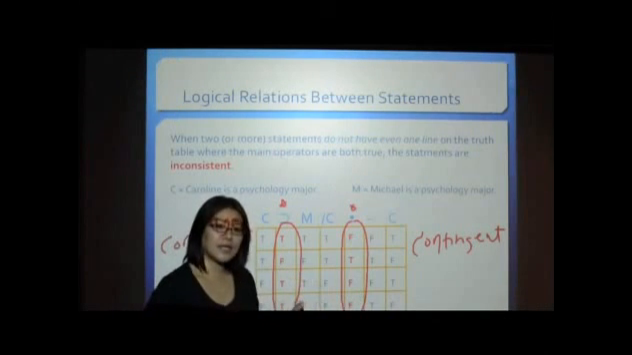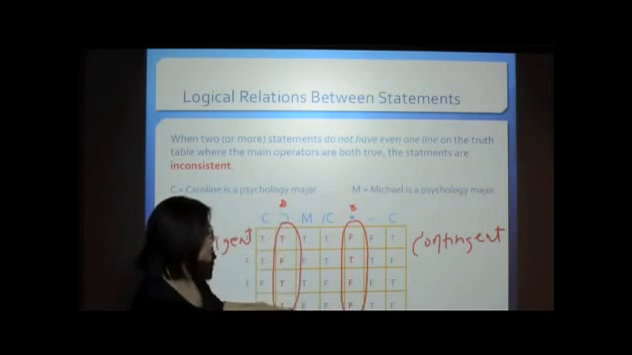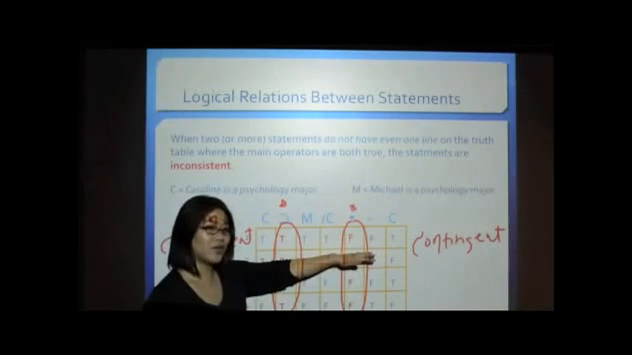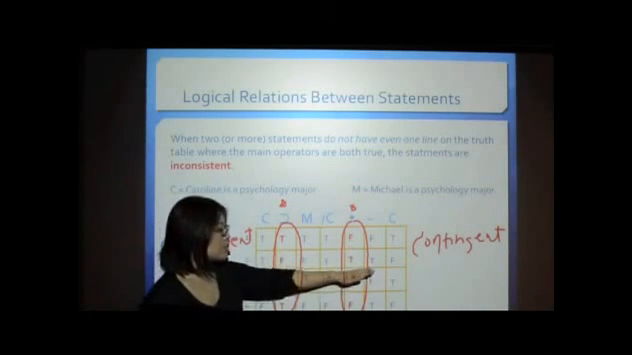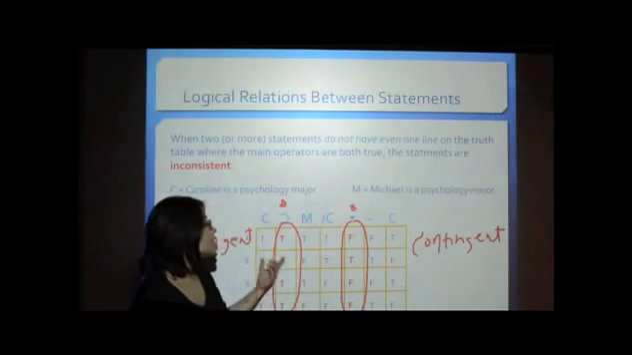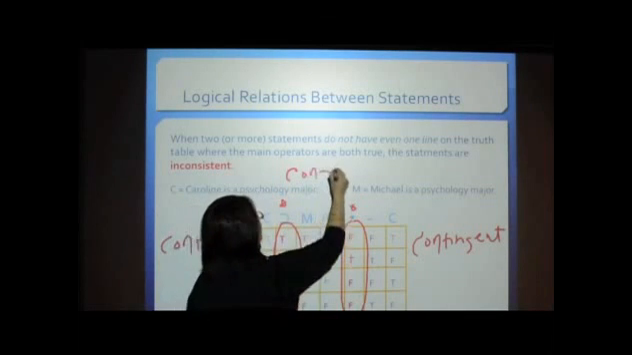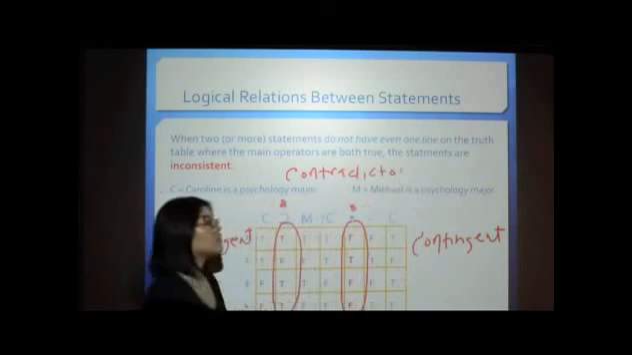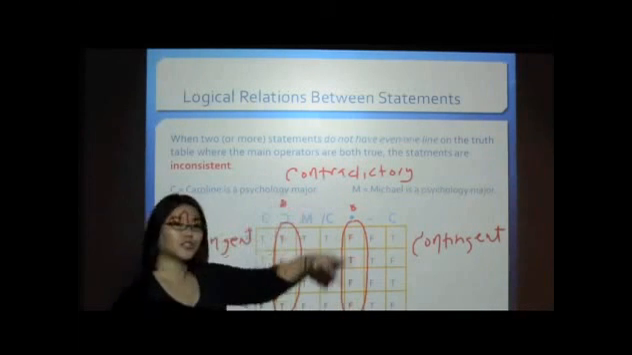Now we want to ask, is it the case that they are contradictory statements? Well, if you look here, where one has a certain truth value, the other one has the opposite truth value. Here it's true, here it's false, here is false, here is true, here is true, here is false, and here is true, and here is false. So these two statements are in fact contradictory statements.